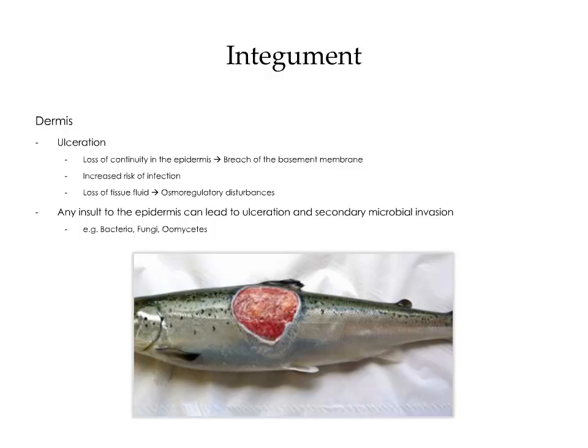Ulceration is defined as a loss of the continuity in the epidermis and a breach of the basement membrane. Dermal ulceration is associated with an increased risk of infection. In marine fish, there's also a loss of tissue fluid, resulting in osmoregulatory disturbances. In freshwater fish, the opposite is true, where water will enter the body given that the fish exists within a hypotonic environment. Any insult to the epidermis can lead to ulceration and secondary microbial invasion. Examples include bacterial, fungal, and oomycete infection.